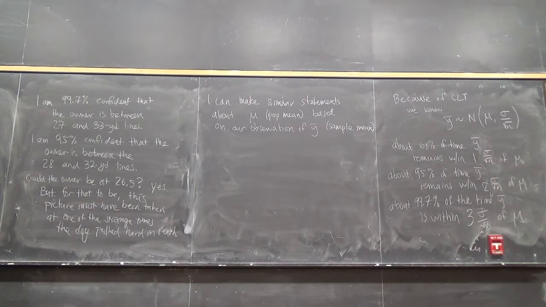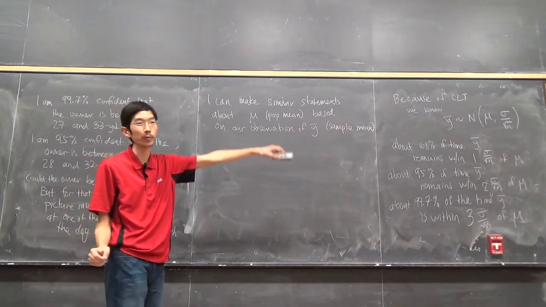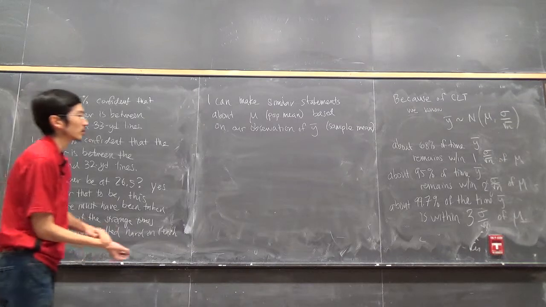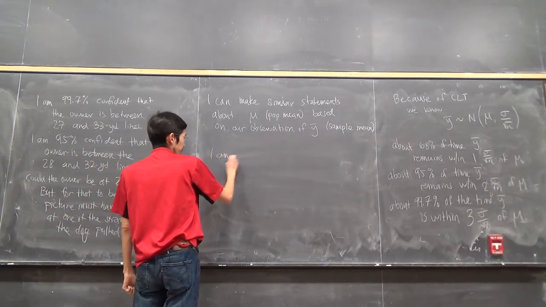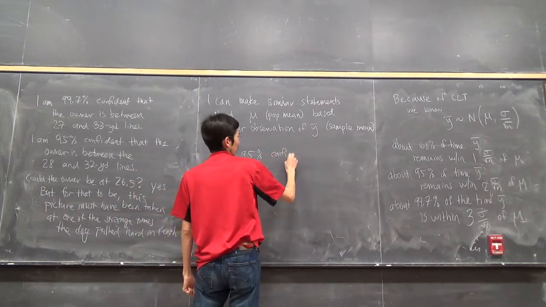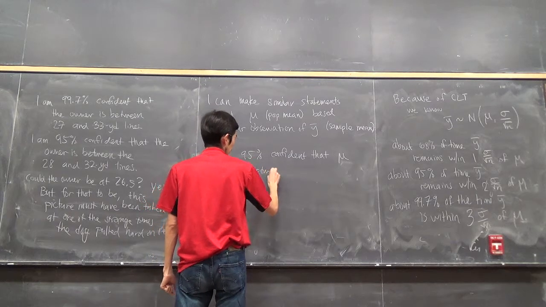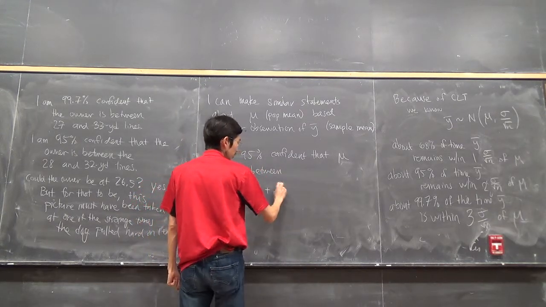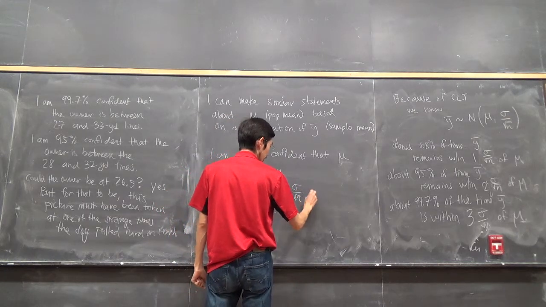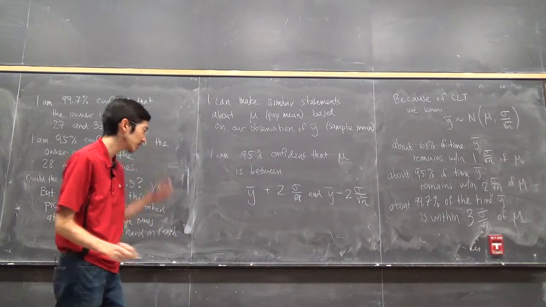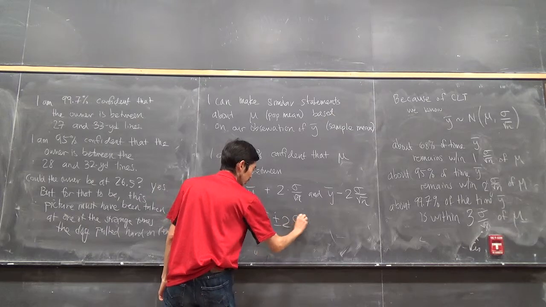So is that transition okay? And this is all based on our understanding of the normal model. So here I made a 95% statement. I said I'm 95% confident that the owner is between 28 and 32. Basically, I can say I am 95% confident that mu is between, I'm going to say y bar plus 2 times sigma over the square root of n and y bar minus 2 sigma over the square root of n. Okay? Or I could just say y bar plus or minus 2 sigma over the square root of n. Okay?